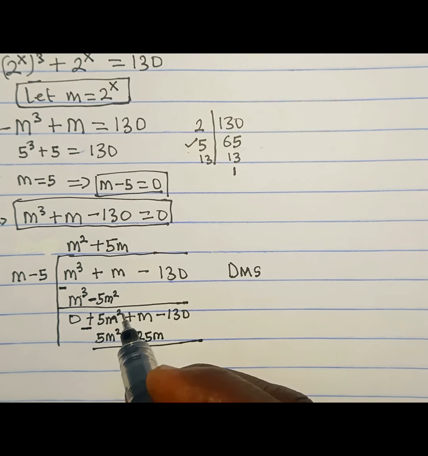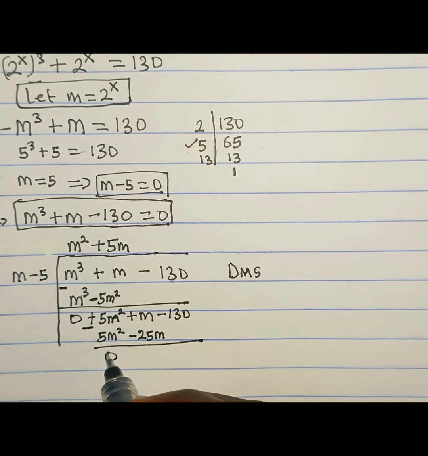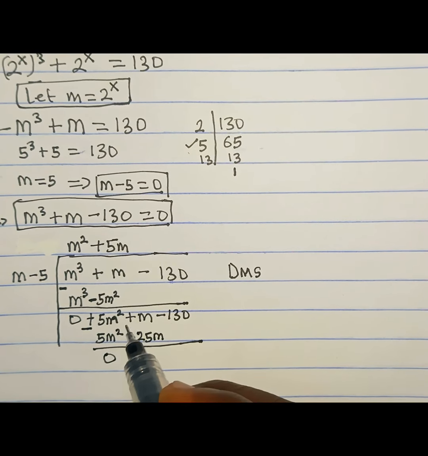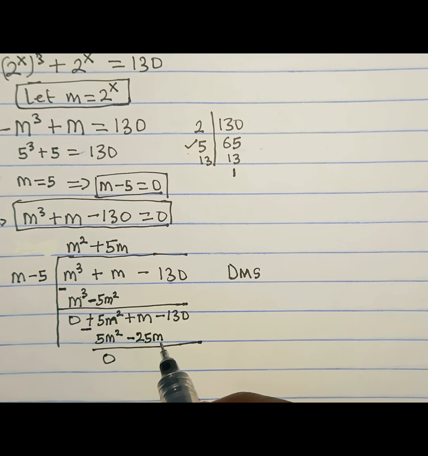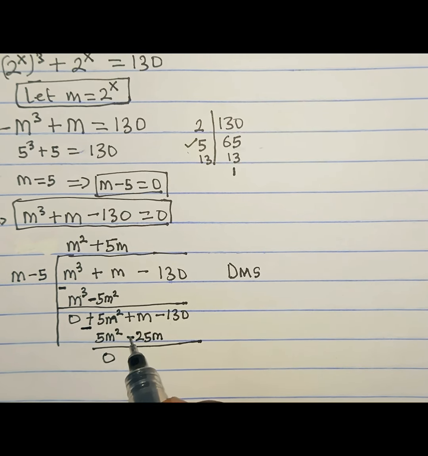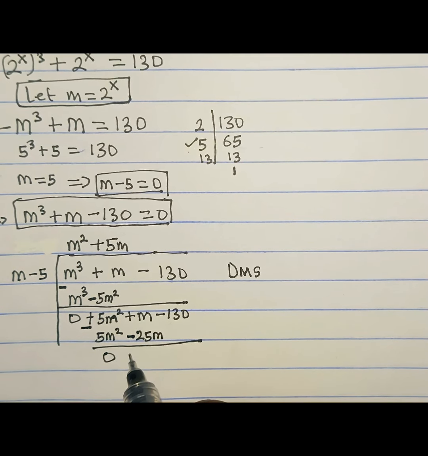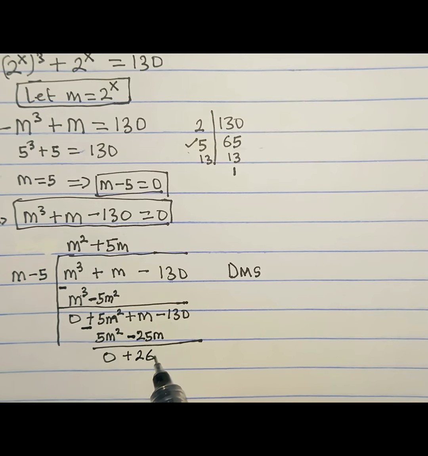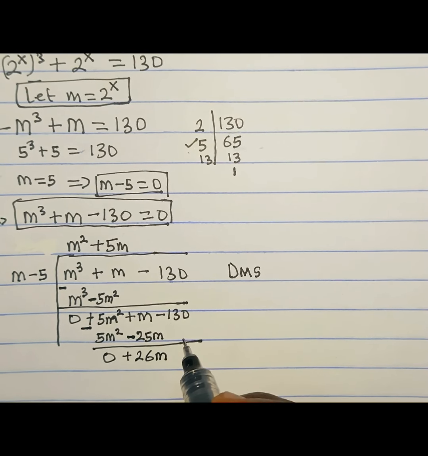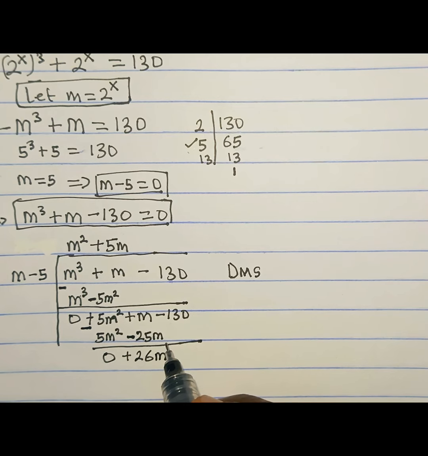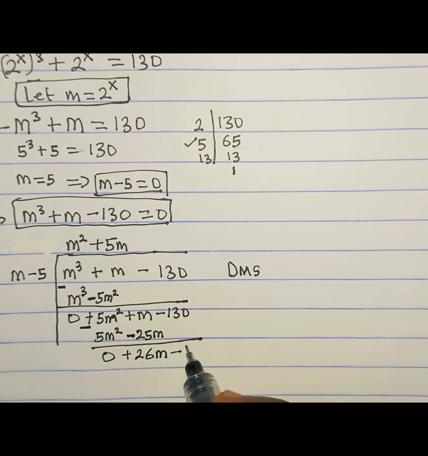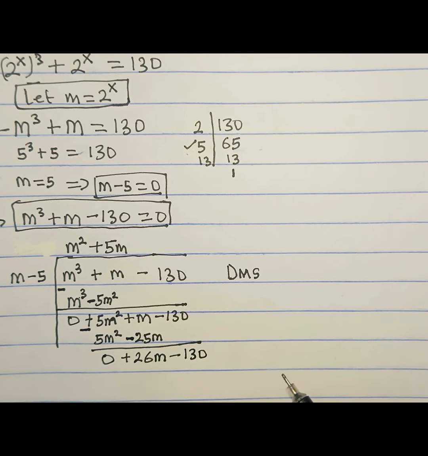So 5m squared minus 5m squared is going to give us 0. So here we have m minus 25m. Remember, there's a minus here and also a minus here. Minus minus is going to be plus. Then m plus 25m is going to give us 26m. And here the constant is just like 0. So minus 130 minus 0 is the same as minus 130.